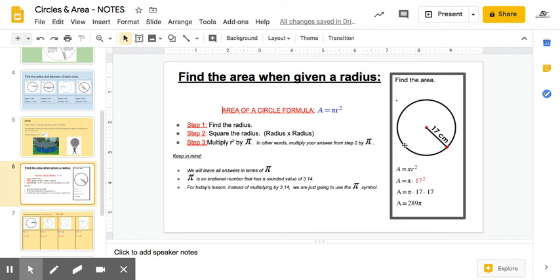Then we're going to be squaring the radius. And again, that means to take the radius and multiply it by itself. Okay, and then we're going to multiply the radius squared by pi. We're going to leave it in terms of pi. So just like circumference, we're simply going to bring down that pi sign.